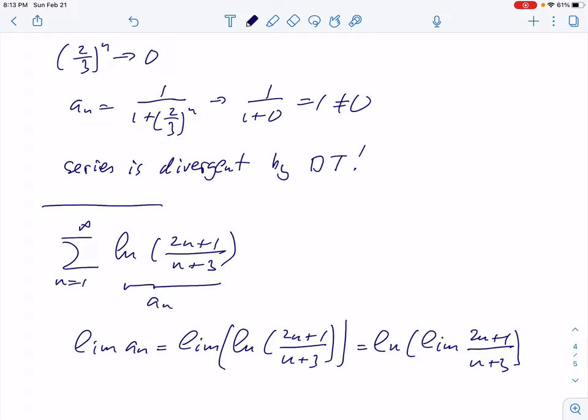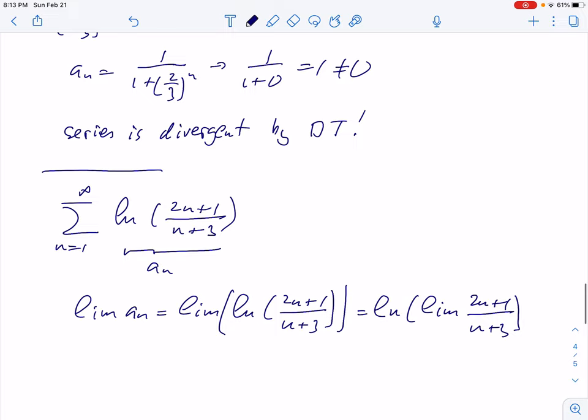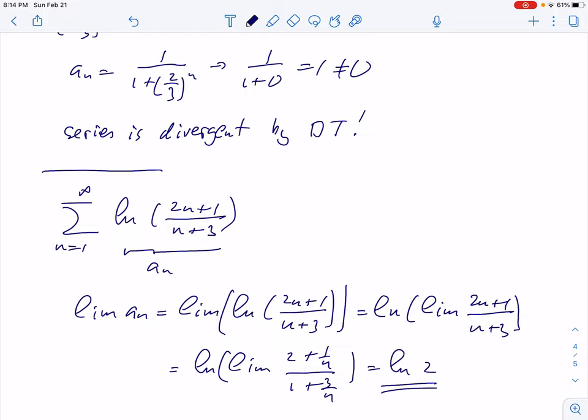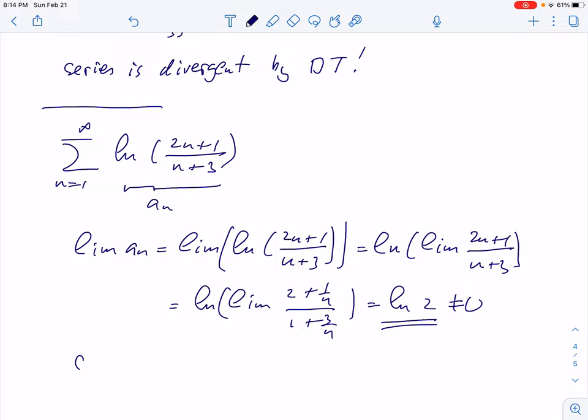And this limit we can evaluate. You can factor n and reduce. This will be the logarithm of the limit of (2 plus 1 over n) over (1 plus 3 over n). And as 1 over n approaches 0, we have natural log of (2 plus 0) over (1 plus 0), just 2. The limit is the logarithm of 2, which is not 0. And again, we conclude that our series is divergent by the divergence test.